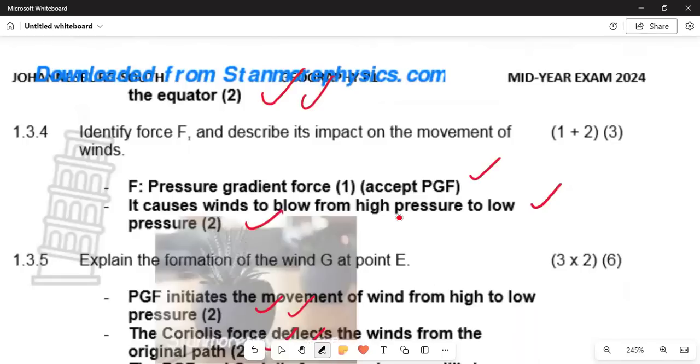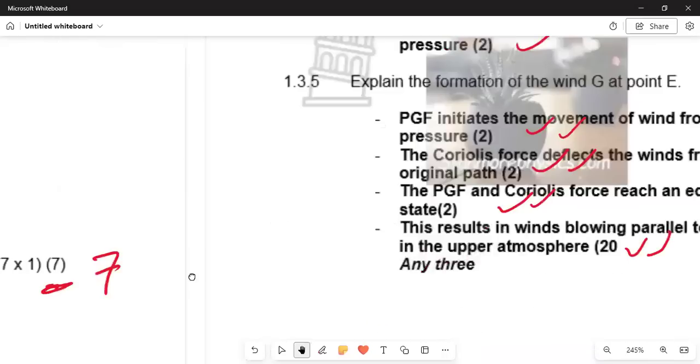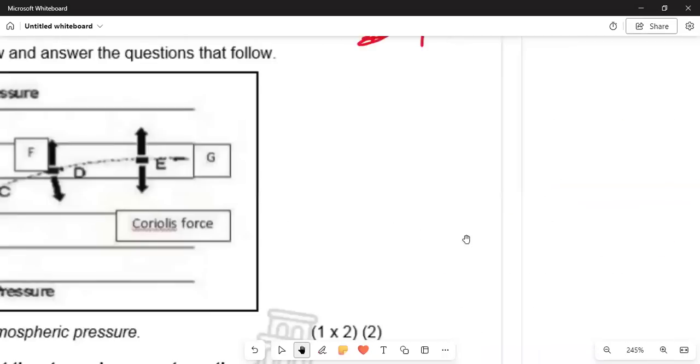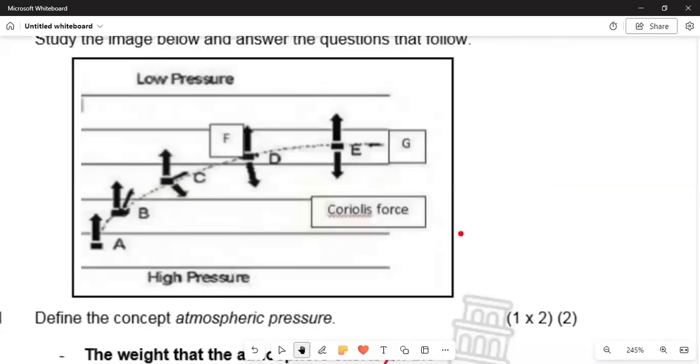And in 1.3.4, identify the force F and describe its impact on the movement of a wind. So we are going to say that the force F is the pressure gradient force. It causes the winds to blow from the high pressure to the low pressure. So where is F? This is F that we are talking about. It blows wind from the high pressure, which is this particular direction, to the low pressure, which is this direction. All right.